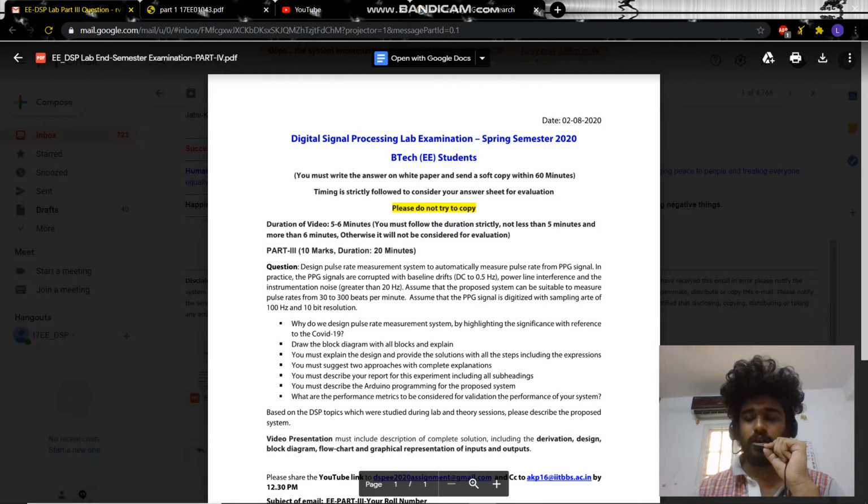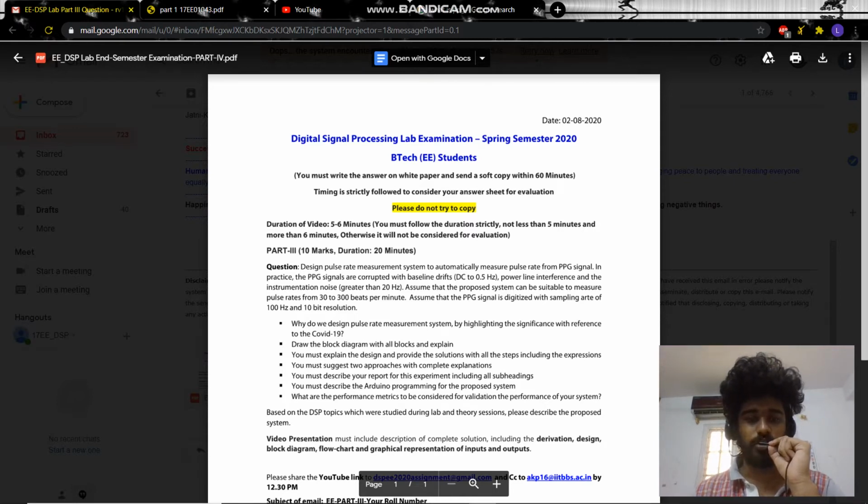What is the significance of the pulse rate? The pulse rate is checked to see how well the heart is working. In an emergency situation, your pulse rate can help find out how well the heart is pumping blood to the body. If a person is diagnosed with COVID-19, he will have a few symptoms like lack of breathing, and with this lack of breathing, we can find out using the pulse rate the amount of oxygen that is supplied to the blood. So this is all about PPG and pulse rate.